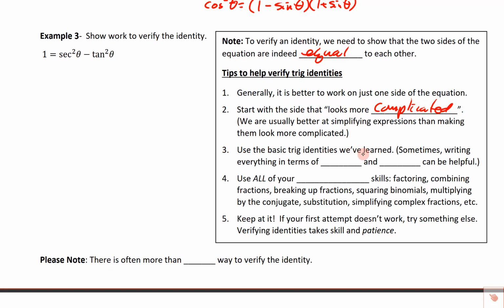Use the basic identities that we've learned. Sometimes writing everything in terms of sine and cosine is going to be a good way to go. In fact, I would say more often than not, if you write everything in terms of sines and cosines, that's going to be really helpful. And then would you write in big capital letters?